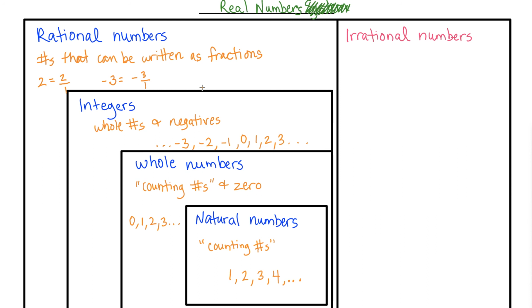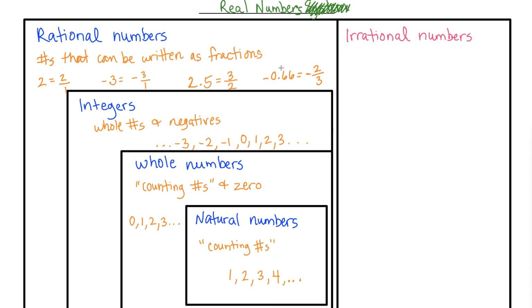But also, you can have things like 2.5, because you can write that one as 5/2. You can have like -0.66 because that's -2/3. So numbers that can be written as fractions. Now these ones are weird because you're like, not all decimals can be written as fractions. Not all decimals can be written as fractions.